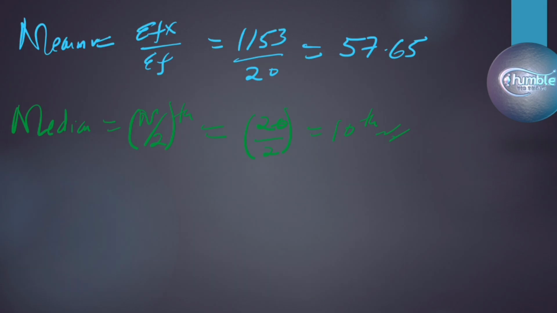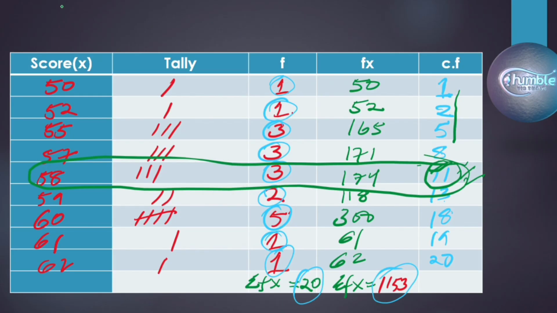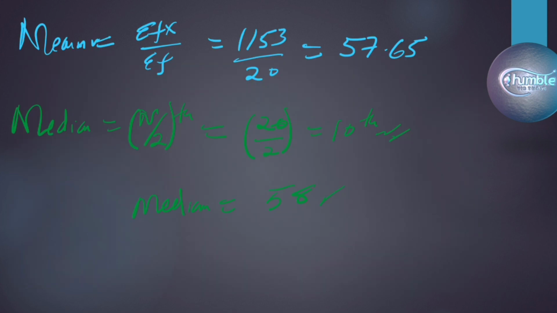So therefore we are going to say that the median is 58, because if you look at this, all the other scores from 50 up to 57 occupied the first up to the 8th position, and then 58 comes to occupy the 9th, the 10th, and even the 11th position. This is the meaning of 11 that we are having here, meaning 58 is the one that also occupied the 10th position. So therefore the median is 58.